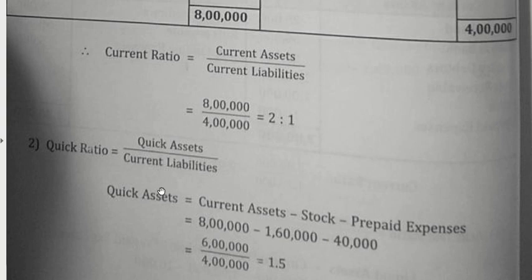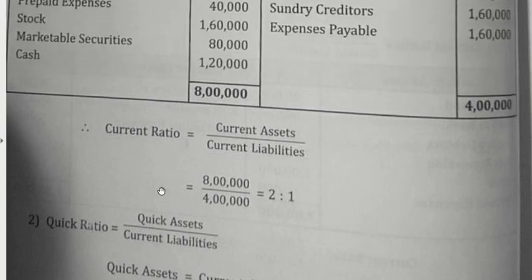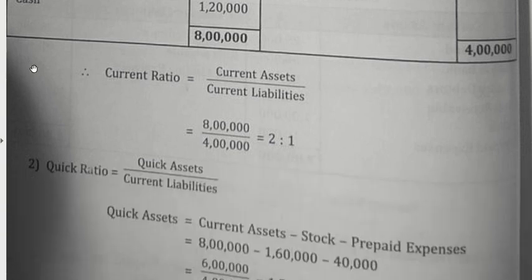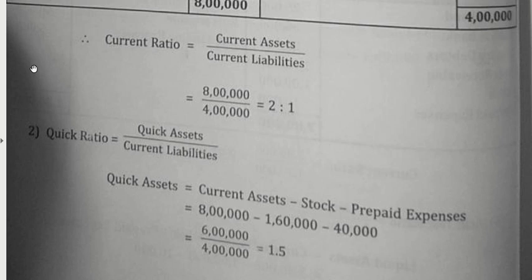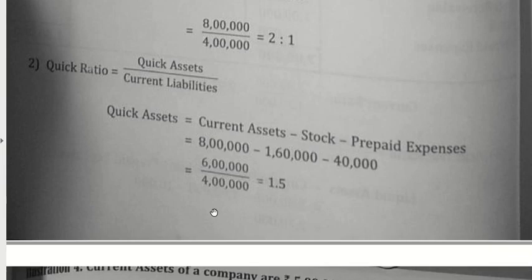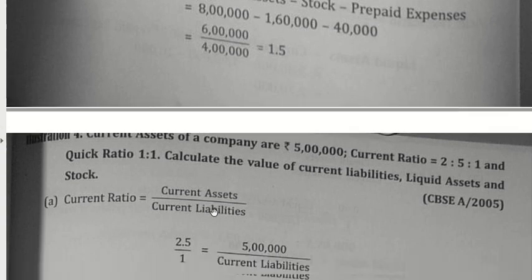So your quick ratio is supposed to be calculated again. Why? Because in current assets we have included stock and prepaid expenses. So you will minus that in order to calculate your quick assets. So current assets minus stock and minus prepaid expenses. Total of your current assets is 8 lakhs minus stock is 1,60,000 minus prepaid expenses 40,000. So total you get 6 lakhs. 6 lakhs divided by current liabilities, which is 4 lakh. So your ratio is 1.5.